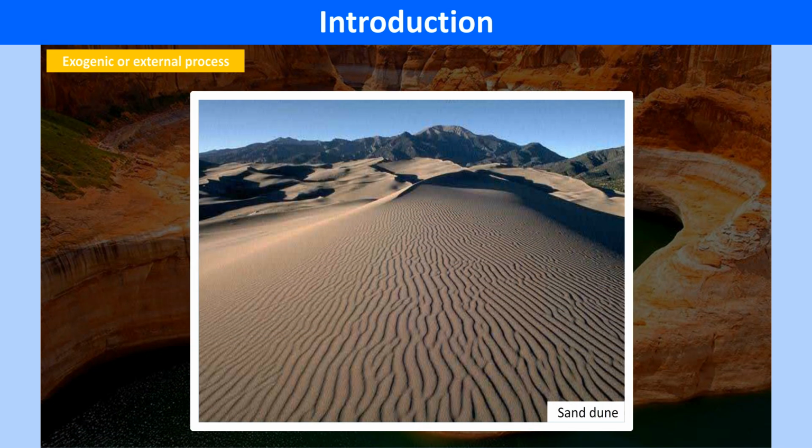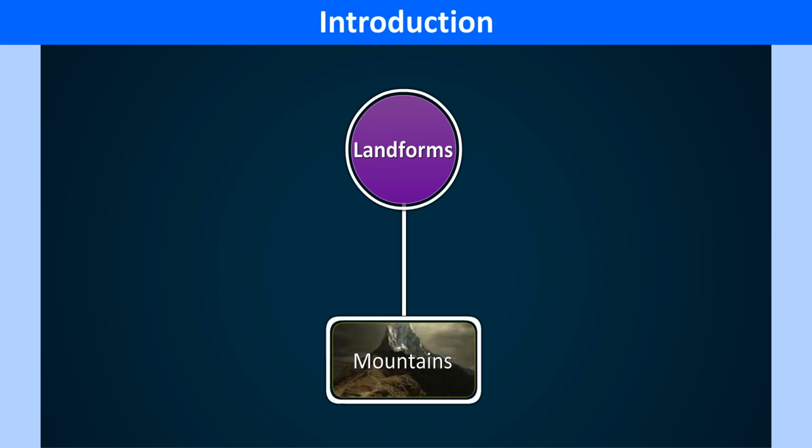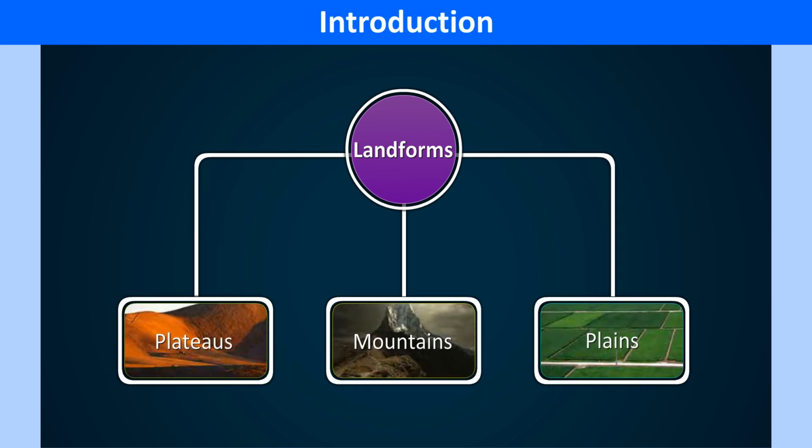The sand dune has been formed by the buildup or deposit of sand which has been carried by the wind. The rock formation in the picture on this page developed after its sides were eroded or washed away by the action of rainwater. The landforms on the earth's surface are classified into three main types depending on elevation and slope: mountains, plateaus and plains.